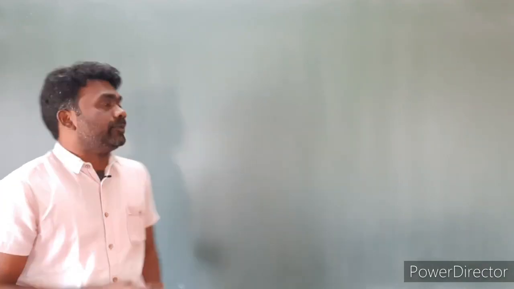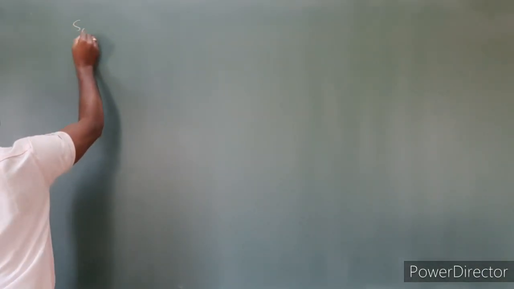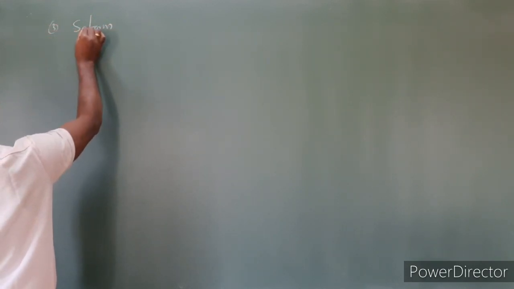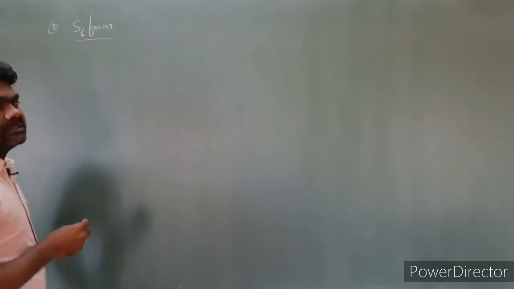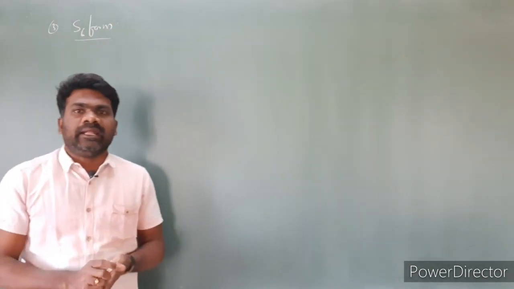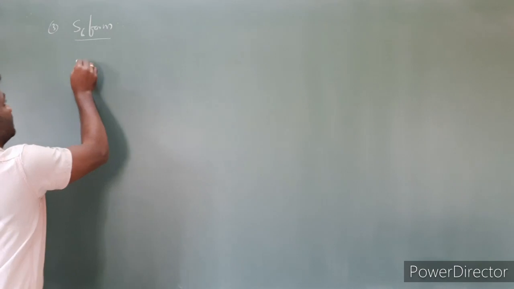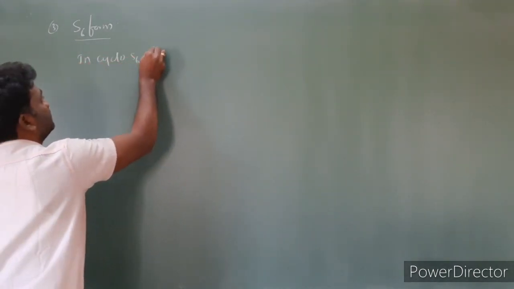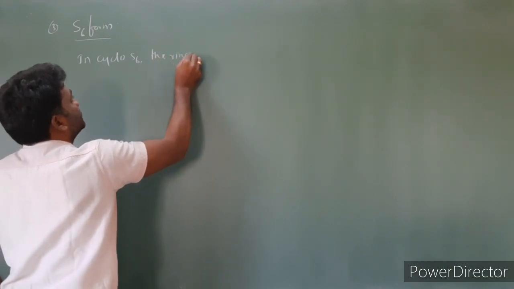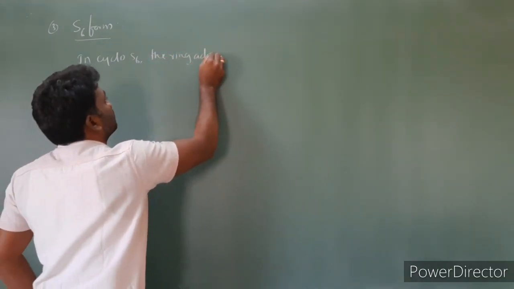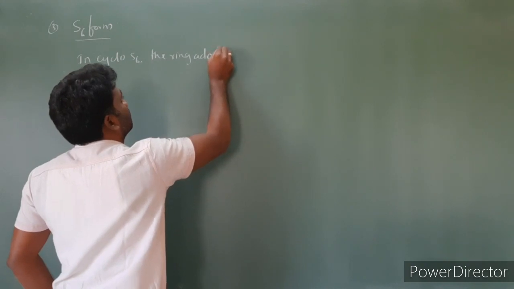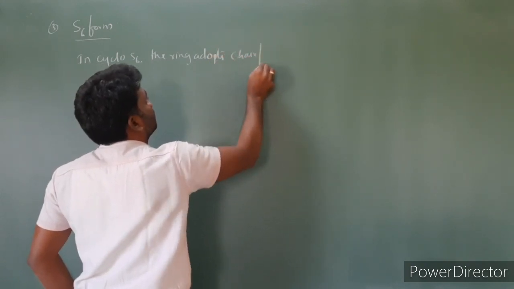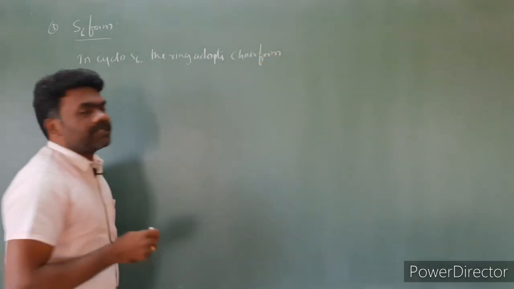Next, S6 form. This is the third one, S6 form. In cyclo S6 form, the ring adopts chair form. The ring adopts chair form.